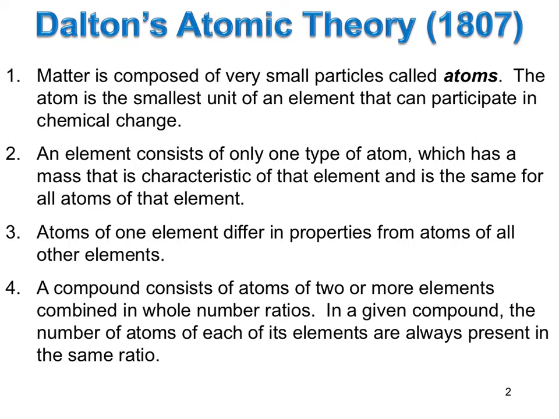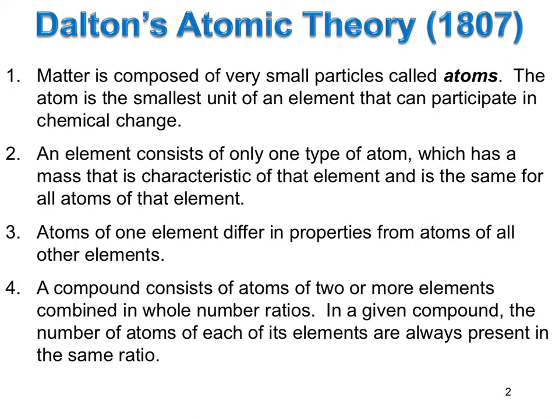Dalton proposed that matter is composed of very small particles that he called atoms. The atom is the smallest unit of an element that can participate in a chemical change. An element consists only of one type of atom, which has a mass that is characteristic of that element and is the same for all atoms of that element.